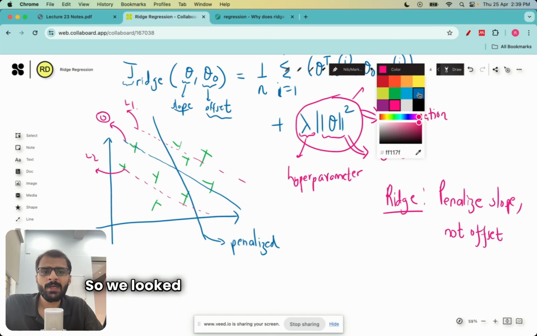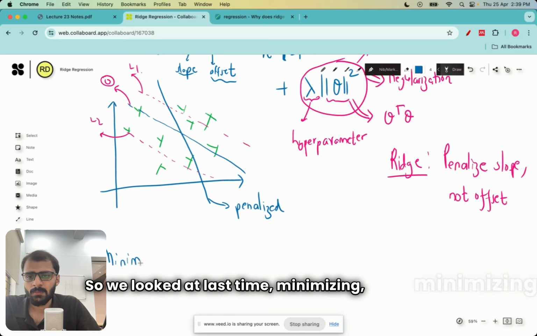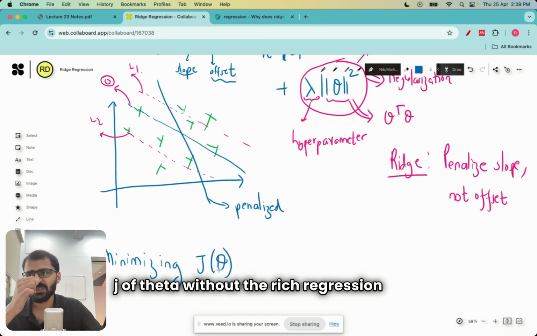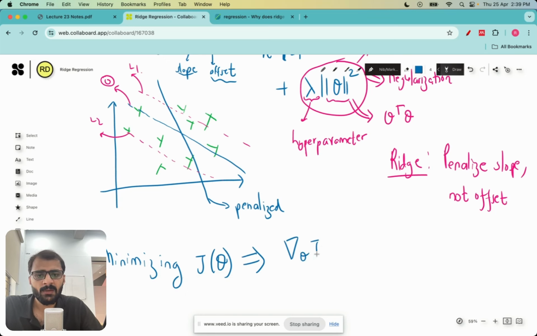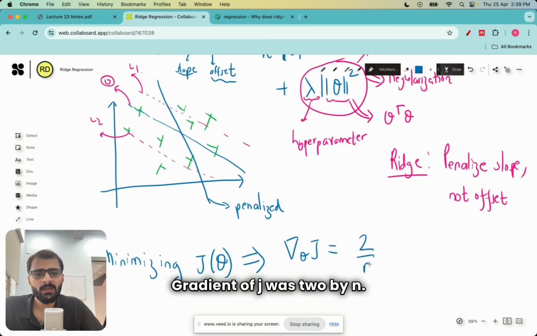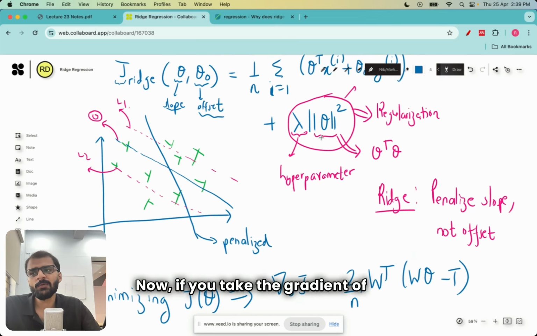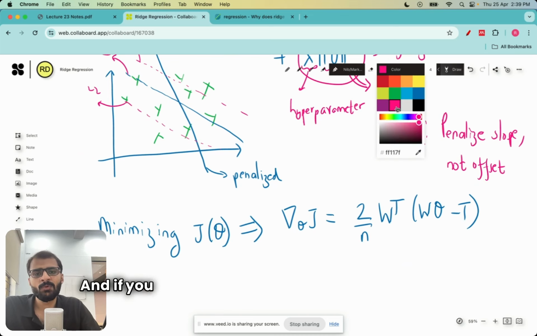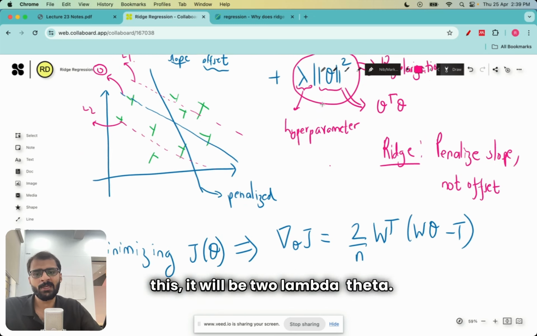So we looked at last time minimizing J of theta without the Ridge regression, which gave us this particular formula for the gradient of J. Gradient of J was 2 by N W transpose W theta minus T. Now, if you take the gradient of this, just one more term would be added. You already must have guessed that. So it would be an added derivative. If you take the derivative of this, it will be 2 lambda theta.